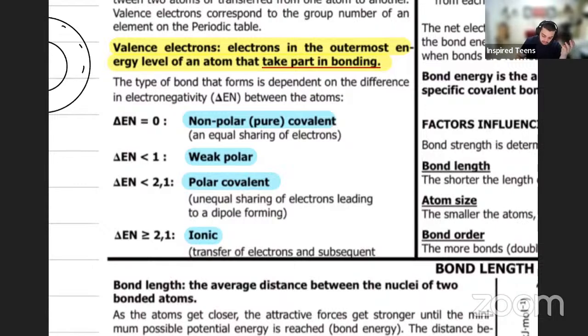Let me stop sharing my screen for a second. Let me get a periodic table and see where we would find electronegativity on the periodic table.